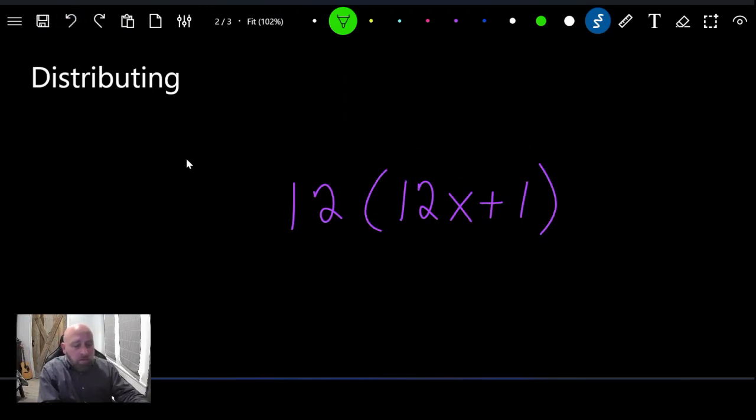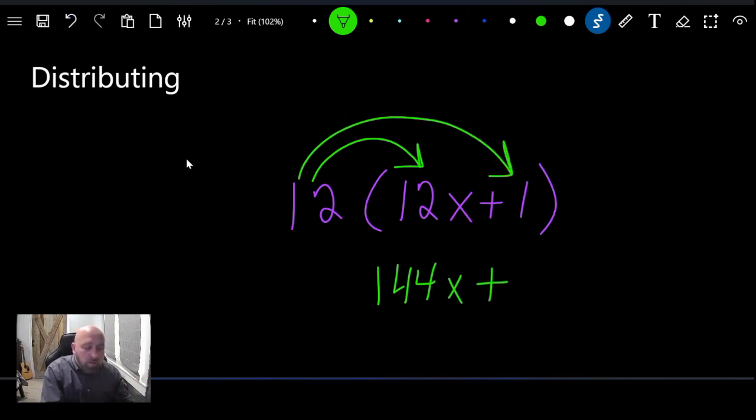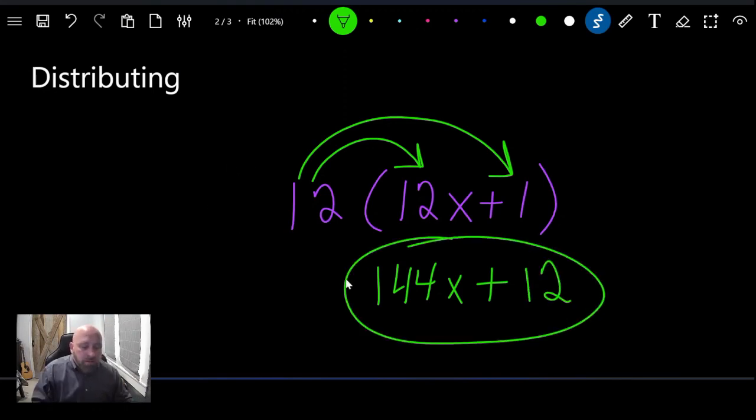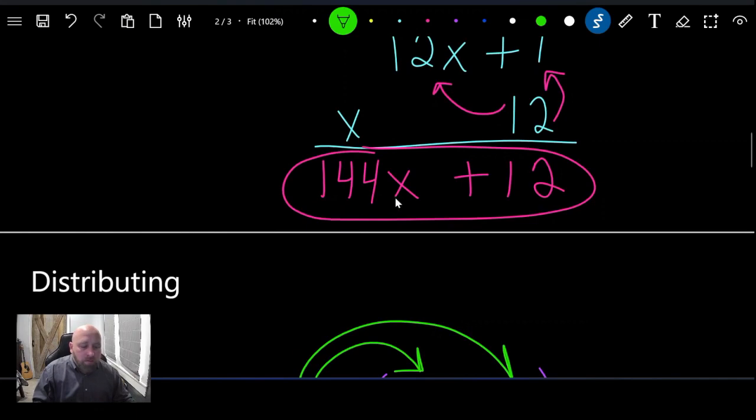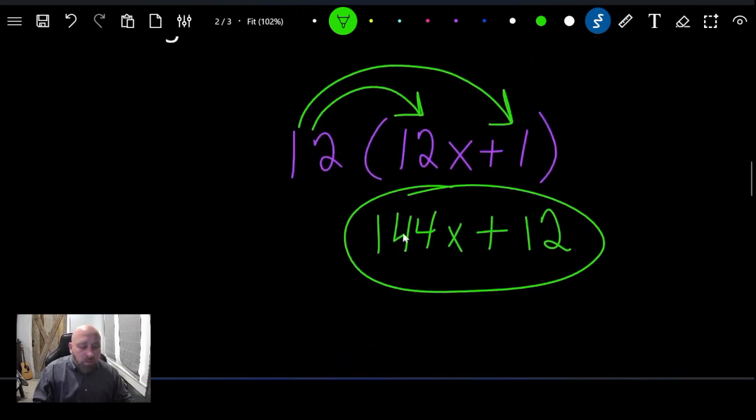Okay, so let's do it one by one. The first one we're going to do is 12 times, that's what this means in algebra, 12 times 12x. 12 times 12 is 144. X times nothing is x. Then we have our plus sign, and then we distribute the 12 to the 1. 1 times 12 is 12. Done. Now, if you'll notice, we got the same answer, 144x plus 12. 144x plus 12.